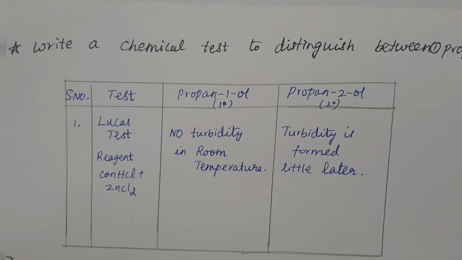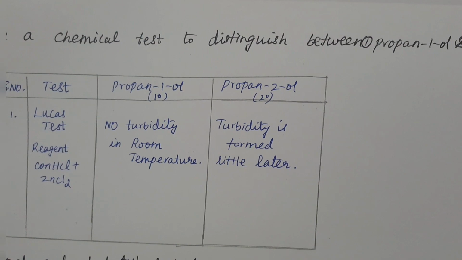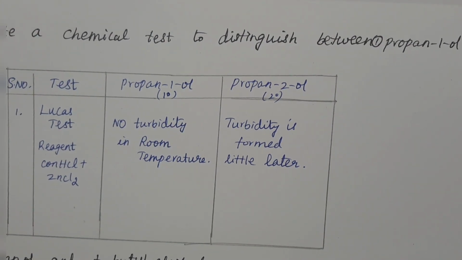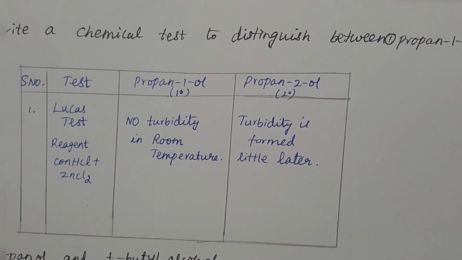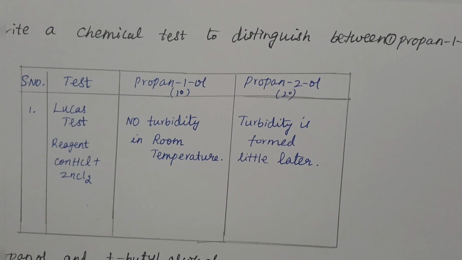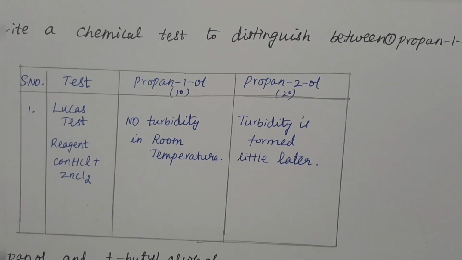Write a chemical test to distinguish between propan-1-ol and propan-2-ol. We can write a tabular column for this question, children. Here: serial number, test name, and in the test name column itself you write the reagent, and then what happens with propan-1-ol and propan-2-ol. So here, Lucas test, reagent is conc. HCl and zinc chloride. Propan-1-ol: no turbidity formed at room temperature, whereas propan-2-ol, being a secondary alcohol, forms turbidity a little later.